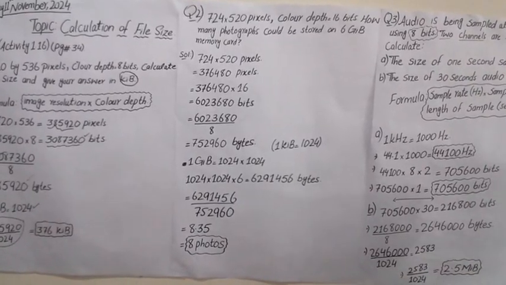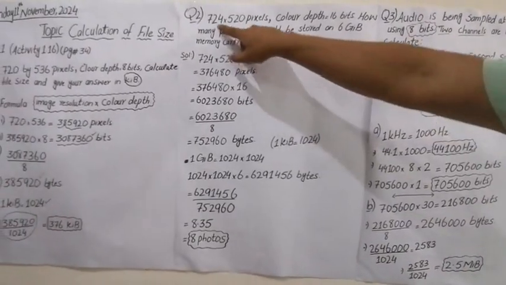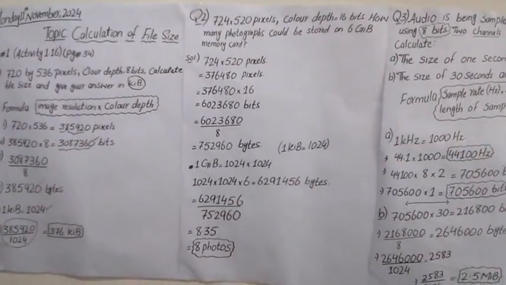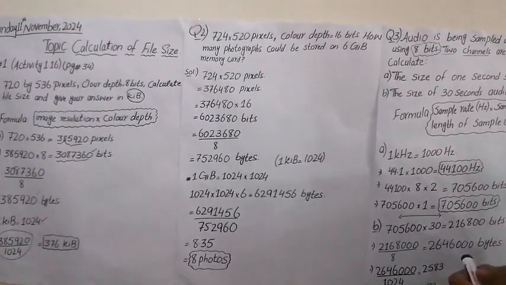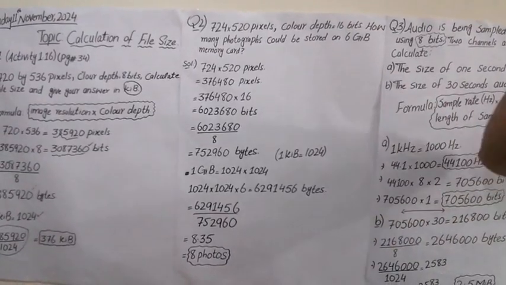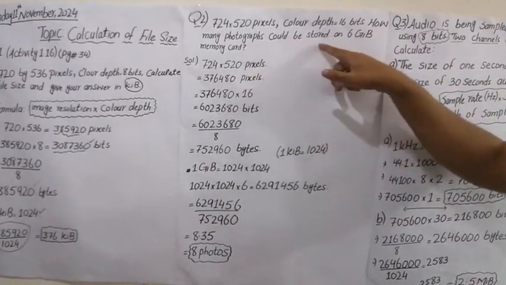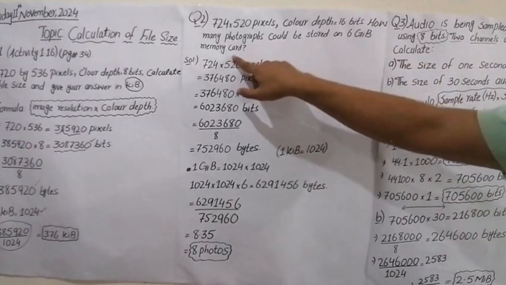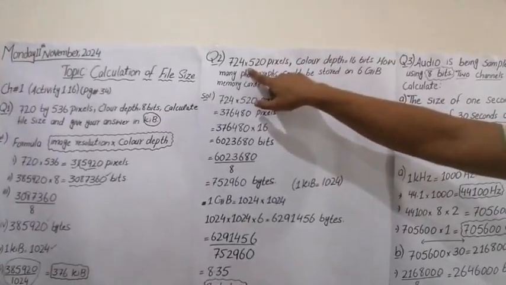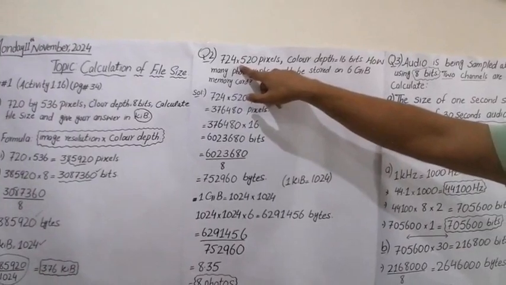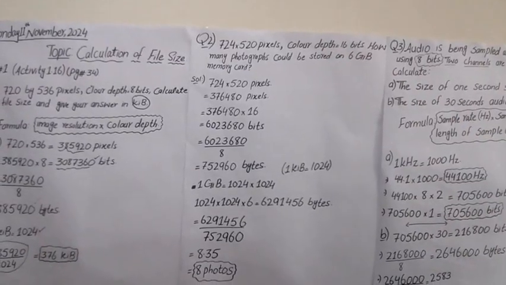Okay, so as we are revising this concept, I have chosen some smaller values here so that it will become easier for you to understand, right? So here in question number 2, the examiner is saying how many photographs could be stored on a 6 GB memory card, right? The examiner has given values in pixels, the image resolution and then the color depth. So what we have to do, we have to multiply these two values.